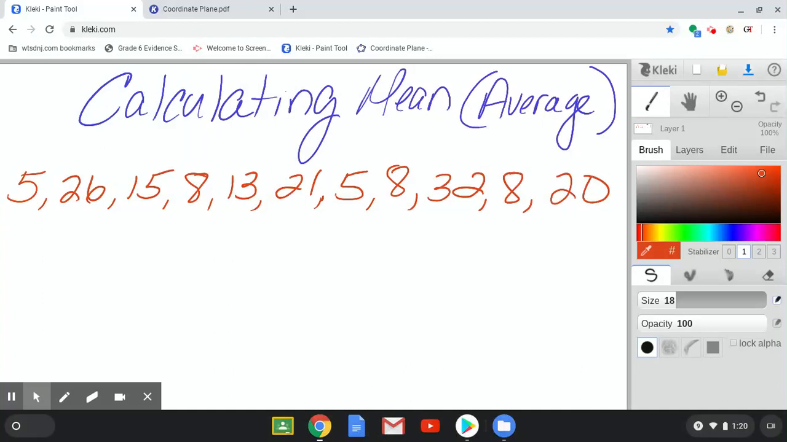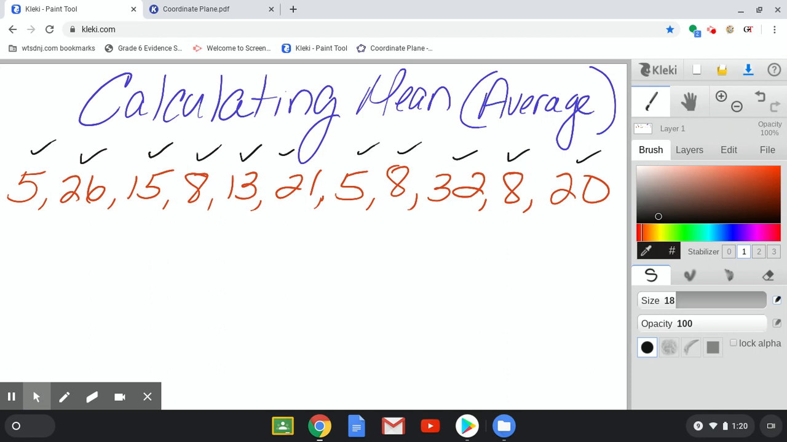Okay, so I have my data set here. Calculating the mean, if you remember, you are adding all of the numbers and then dividing by how many numbers there are. So finding the mean or average, add up all of your numbers in your data set, divide by how many numbers you have. First, I want to see how many numbers I have in my data set. I have 1, 2, 3, 4, 5, 6, 7, 8, 9, 10, 11. So I have 11 numbers in my data set.